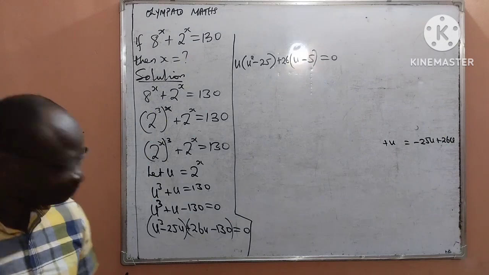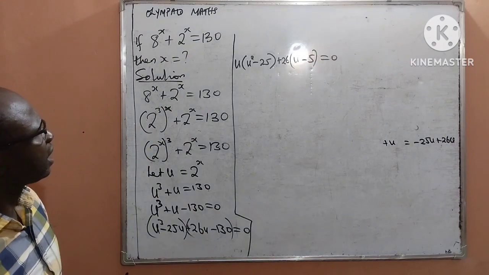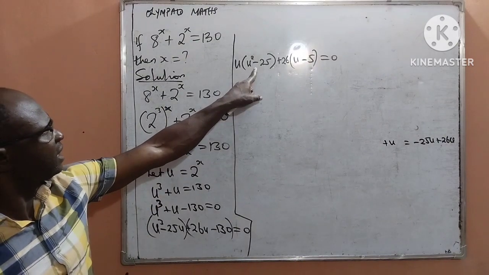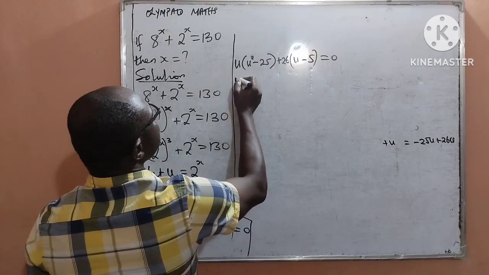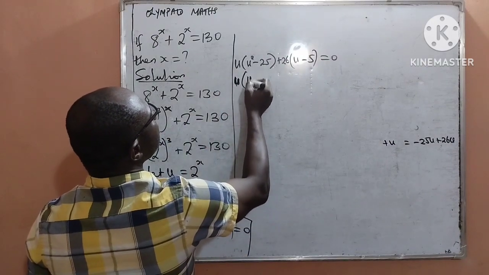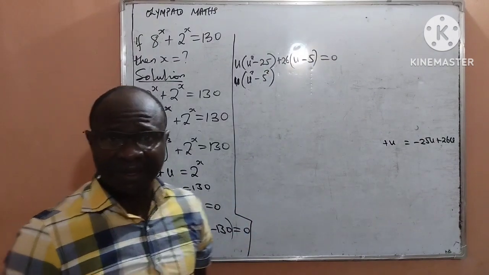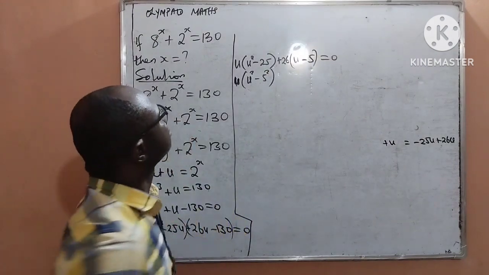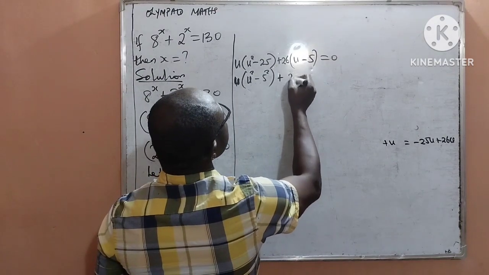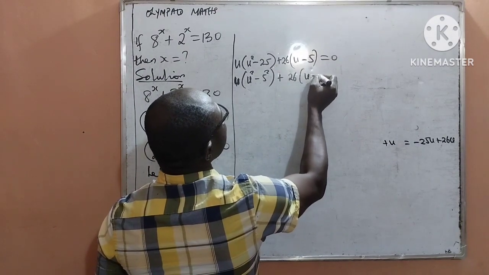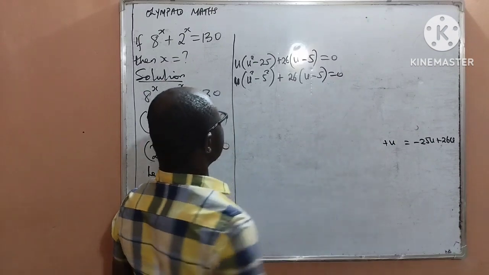My practice is life. Okay. Now, here I can write this as u into u squared minus 5 squared because 25 is the same thing as 5 raised to the power 2. Then plus 26 into u minus 5 all equal to 0.